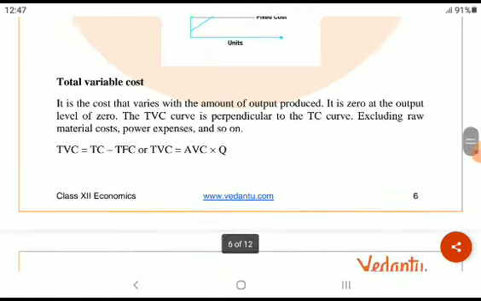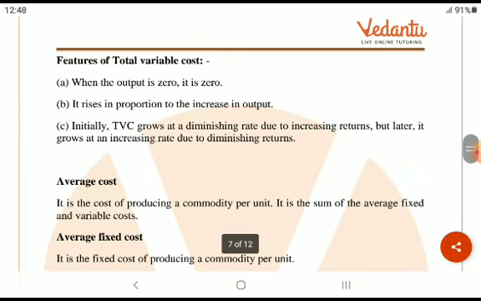Total variable cost is the cost that varies with the amount of output produced. It is zero at the output level of zero. The TVC curve is parallel to the TC curve, excluding raw material cost, power expenses, and so on. TVC is equal to TC minus TFC, or TVC is equal to AVC into Q is the formula. Features of total variable cost: when the output is zero, it is zero. It rises in proportion to the increase in output. Initially, TVC grows at a diminishing rate due to increasing returns, but later it grows at an increasing rate due to diminishing returns.